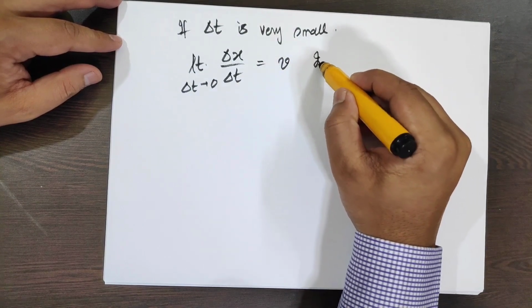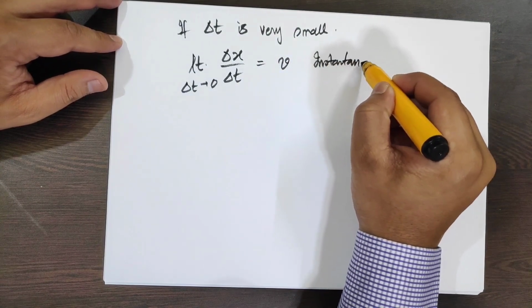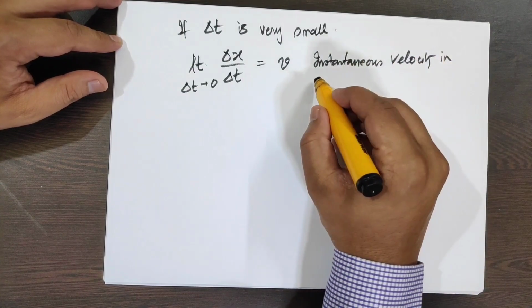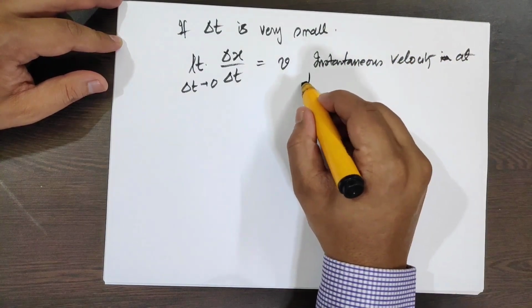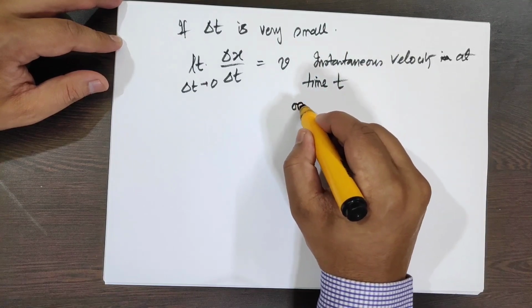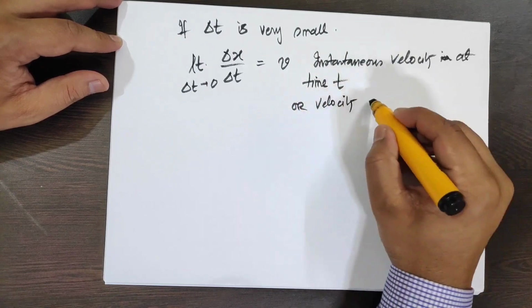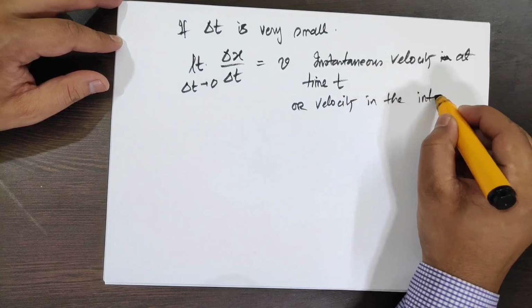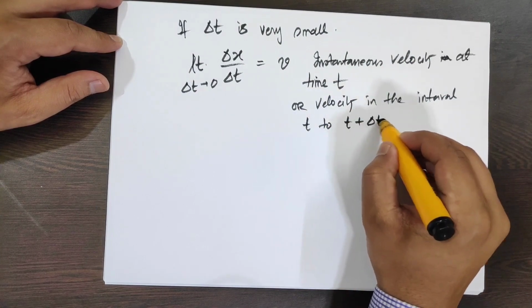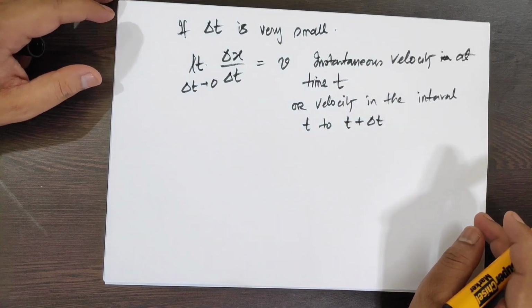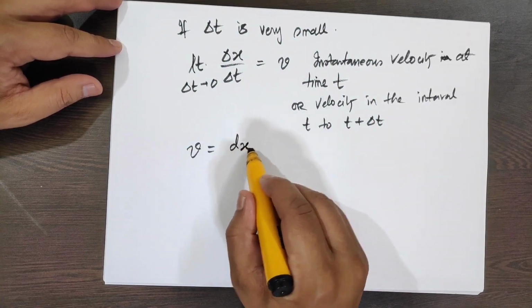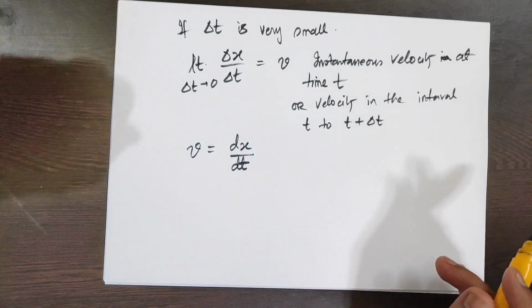Now this v stands for the instantaneous velocity at time t, or it is the velocity in the interval t to t plus dt, as delta t is very, very small. So we can write v for instantaneous velocity: v is equal to dx by dt.